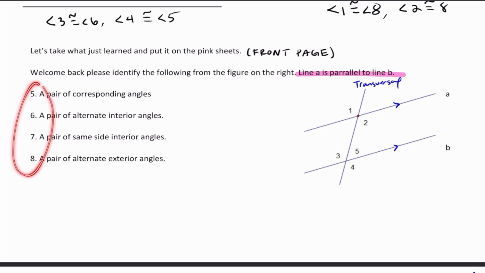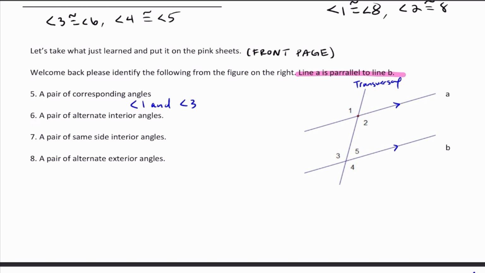So let's take a look at these problems here. Number 5, a pair of corresponding angles. 1 and 3 are corresponding to each other. And if you're having trouble remembering that, well, think universes. We have universe 1 and universe 2. If you're standing in this corner, it's kind of like saying that you're standing in this corner. So angles 1 and 3 are corresponding angles.